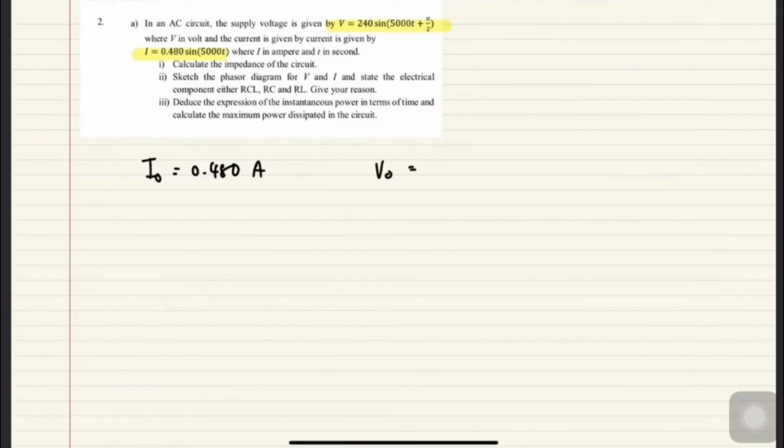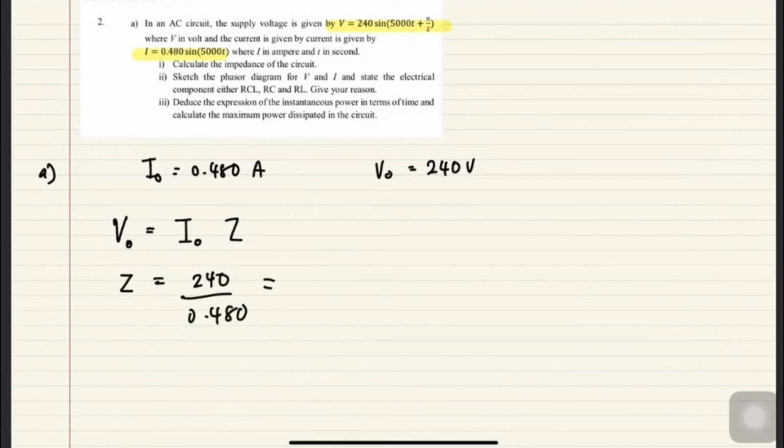V0 from the equation, it gets 240 volts. So basically what's here is the I0 and V0. You can straight away calculate impedance using V equals IZ. If this is VRMS, it becomes IRMS. If I use V0, it becomes I0. For example, if you derive it, it becomes square root of 2 V0 equals square root of 2 I0 Z. You cancel out the square root of 2, you must get the same thing. So this would be 240 divided by 0.480. So it's 500 ohm.